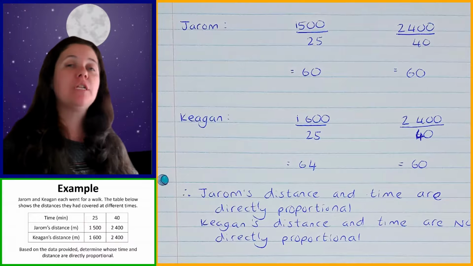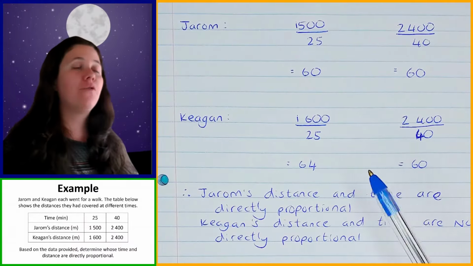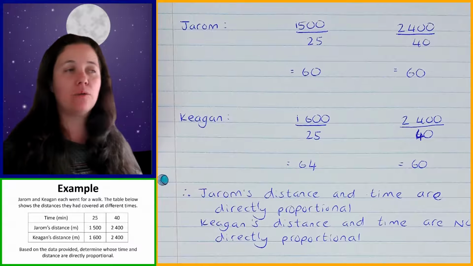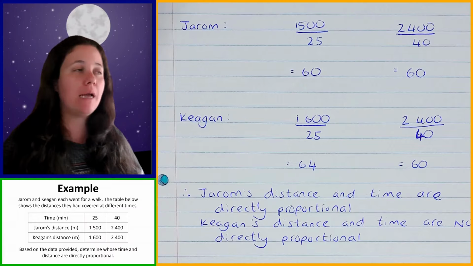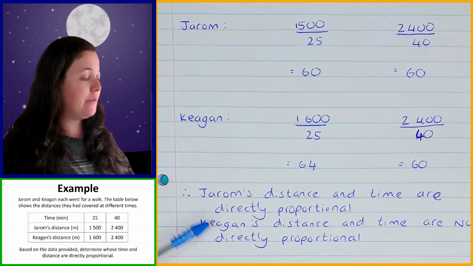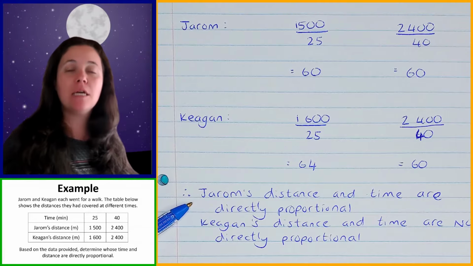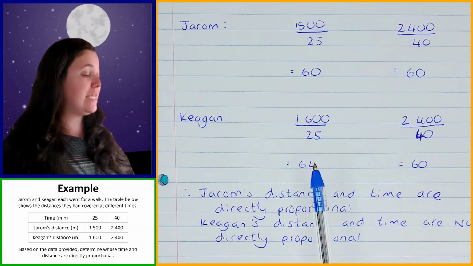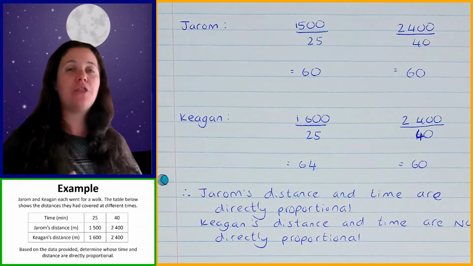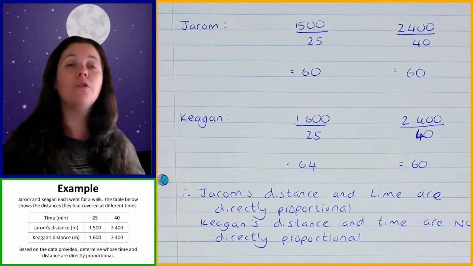Okay, now I just want you to take note in this particular example. At the end of the 40 minutes, both Jerem and Keegan had walked the same total distance, okay? Jerem was maintaining a constant speed the whole time. We know that because we can see that the distance and time are directly proportional. That means that he had a constant rate of distance versus time. But Keegan, he was starting out faster. He covered 1,600 meters in the first 25 minutes, an extra 100 meters more than Jerem had covered.